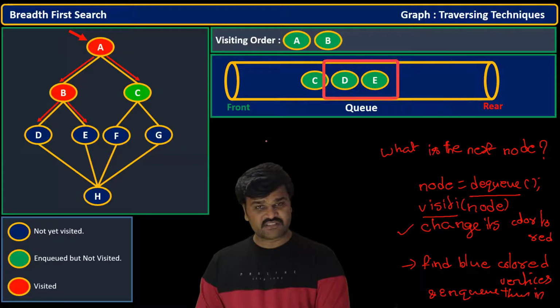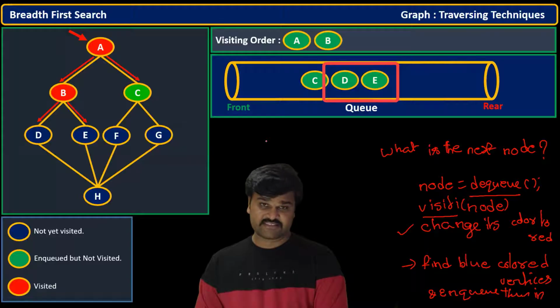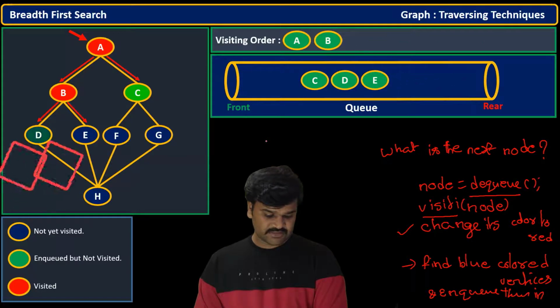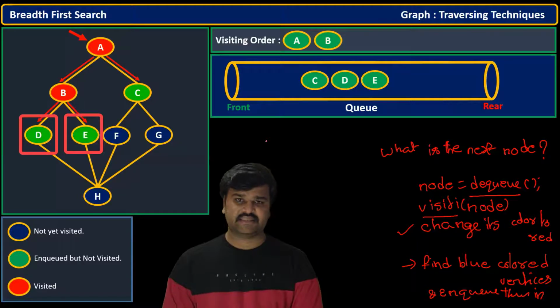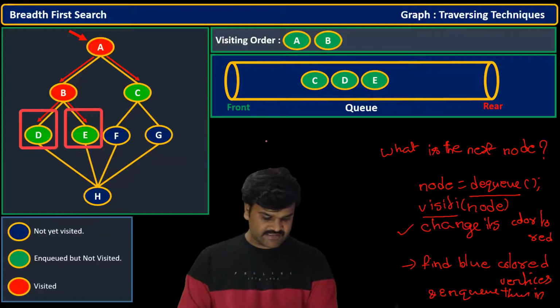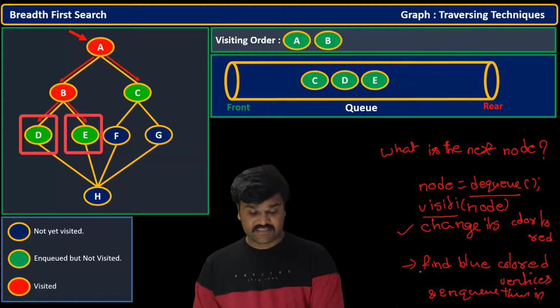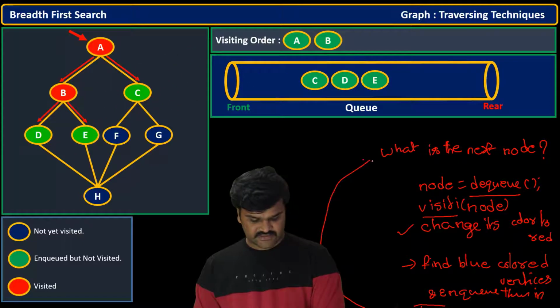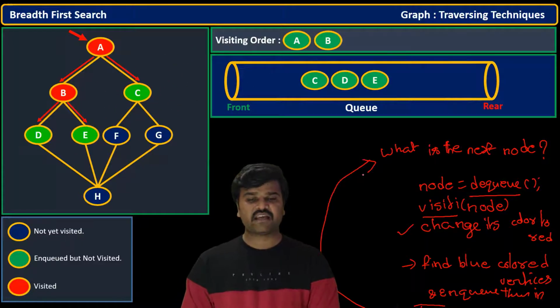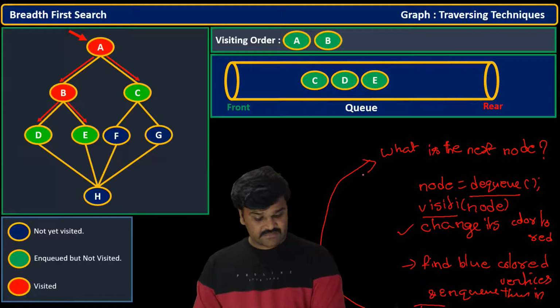Because we NQ'd these two vertices, we must change their color, because we already considered them. For what purpose we are doing this, we will understand. Now D and E are NQ'd and their color is changed, so the last step is also done. Now again the question: what is the next node I have to visit? Again the same thing, perform the DQ operation. Who is coming out? C is coming out.